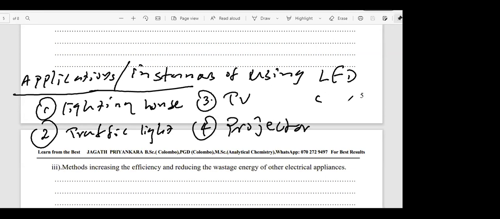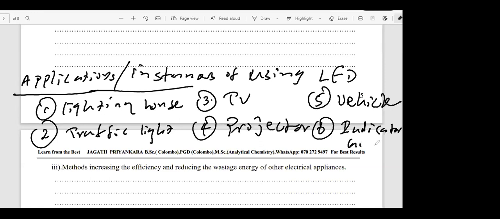Then vehicles. Then indicator lamps of electrical appliances. I told you, your laptop charger, mobile phone charger, then television or the air conditioner. The indicator lamps, when it's on it's green, when it's off it's red, like that.